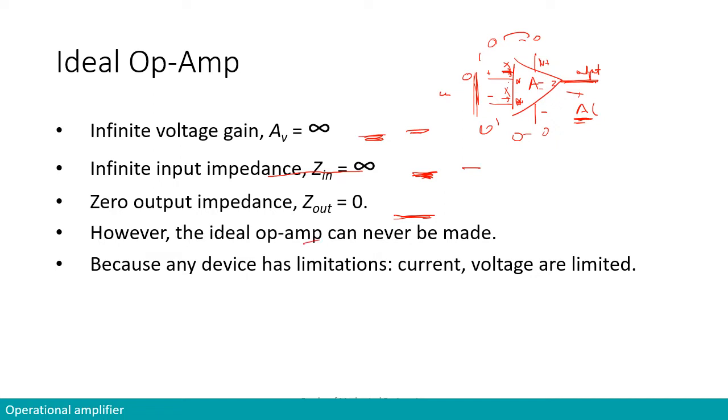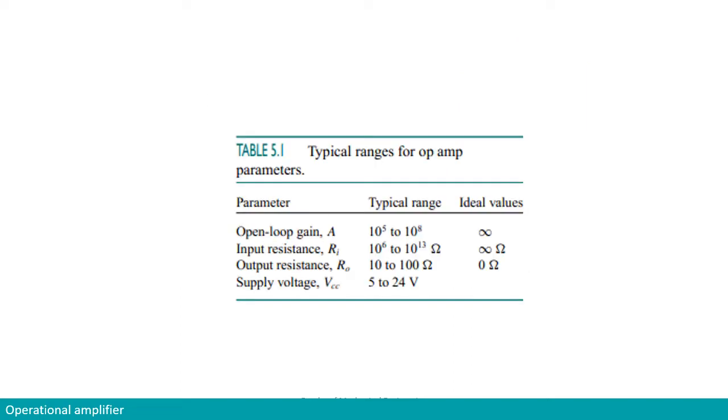However, of course, the ideal operational amplifier can never be made because the device has limitations, and so on. So we will have a typical value, but nonetheless, the gain is very high, the input impedance is very high, and the output impedance is very low, close to 0. So this is how a typical value looks like, right? These are the typical ranges of operational amplifier parameters.